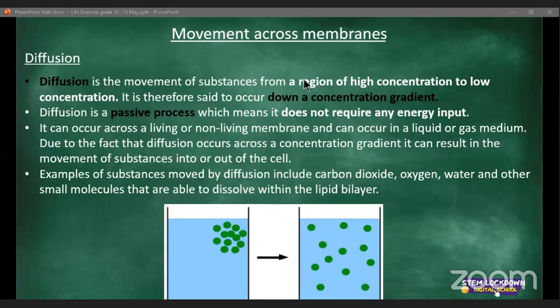Juice again. So juice is a liquid. When you pour your concentrated juice into water, you mix it and then it is evenly spread.